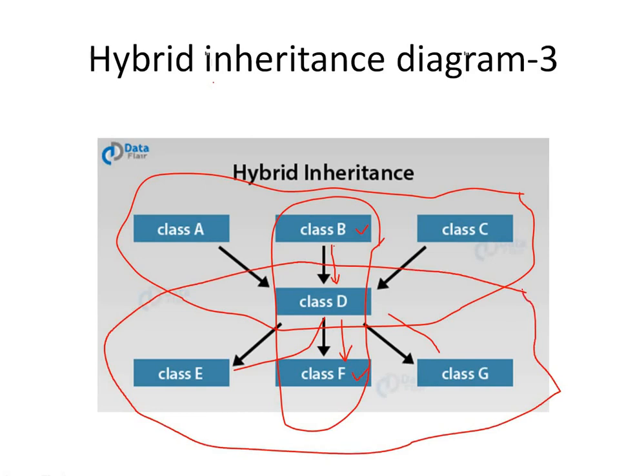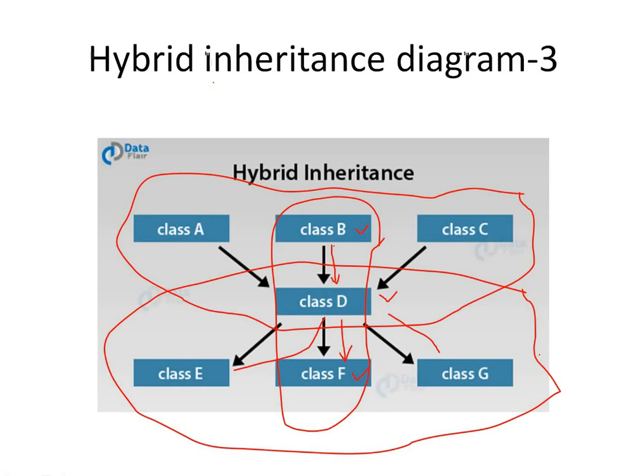It represents hierarchical inheritance. Hierarchical inheritance is one in which there exists only one base class. Here we have one base class, that is class D, and there exist multiple derived classes. Class E is one derived class, class F is another derived class, and class G is another derived class. This type of inheritance is said to be hybrid inheritance.